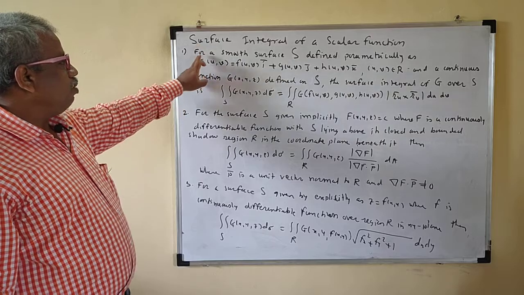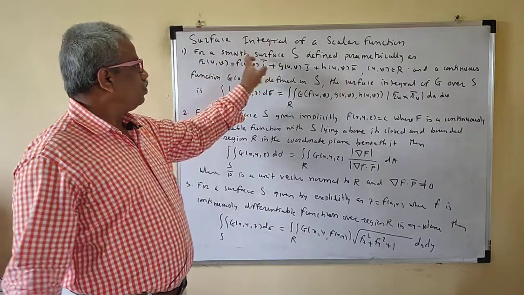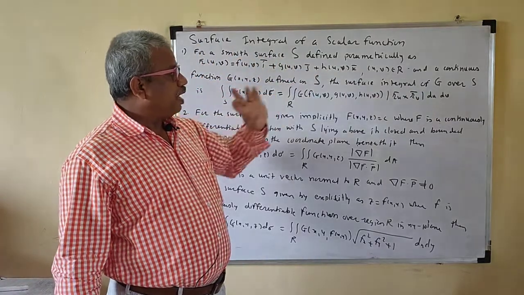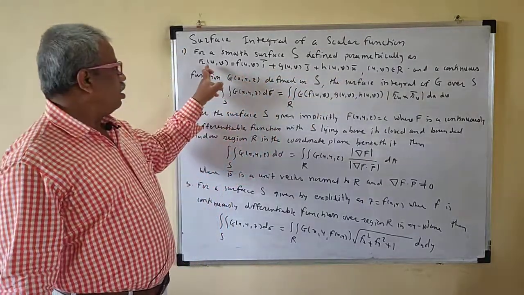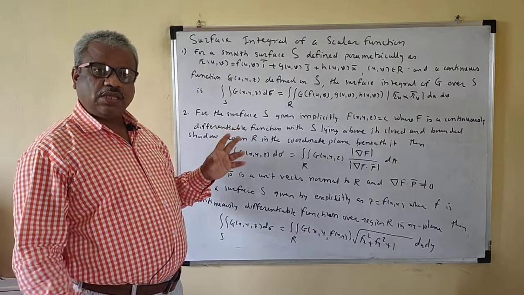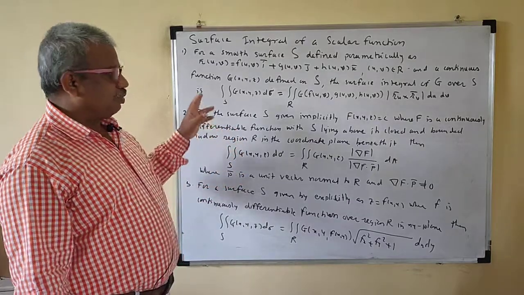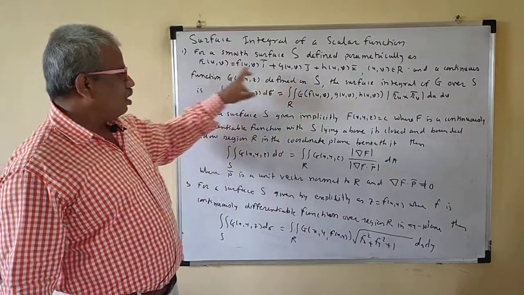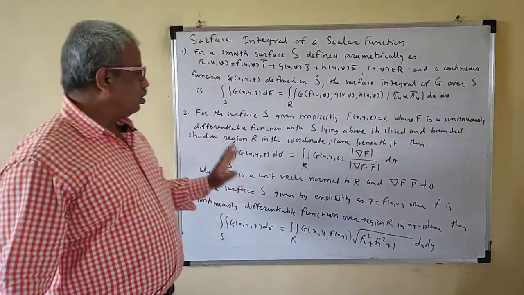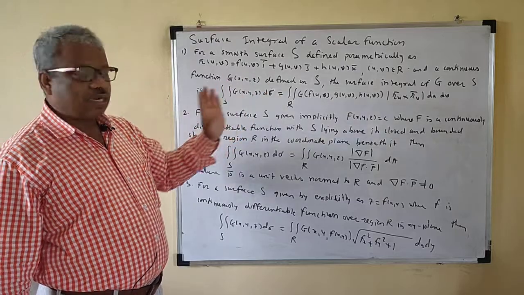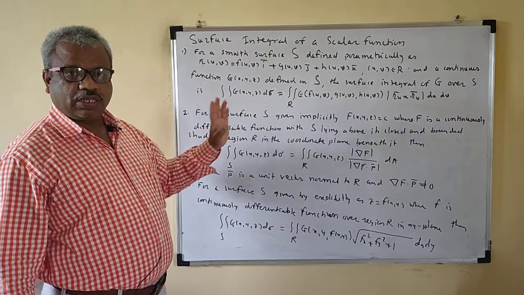For a smooth surface S defined parametrically as, this is the parameterization of the surface S which is given. So you have to parameterize to find the surface integral. Here u, v belong to the region R, so the surface integral is converted into a double integral over the region.